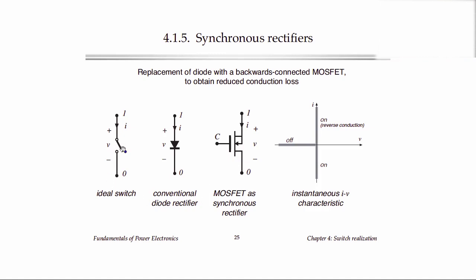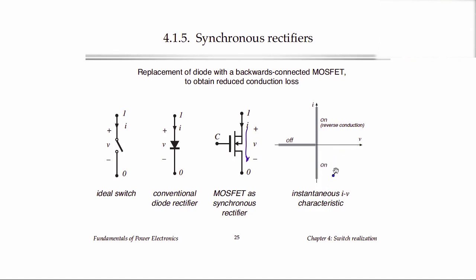So if we need a single quadrant switch that turns out to be a diode type characteristic, what we can do is take the diode in this polarity and replace it with a MOSFET here, in which the current goes what is normally considered backwards, from source to drain instead of from drain to source. So with a MOSFET connected backwards, its IV instantaneous characteristic looks like this.